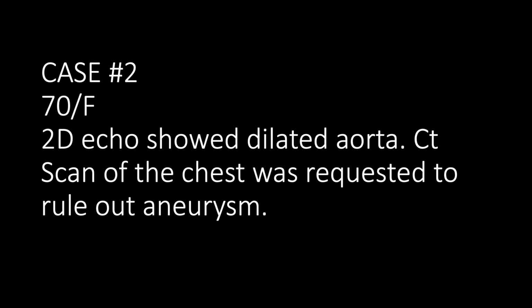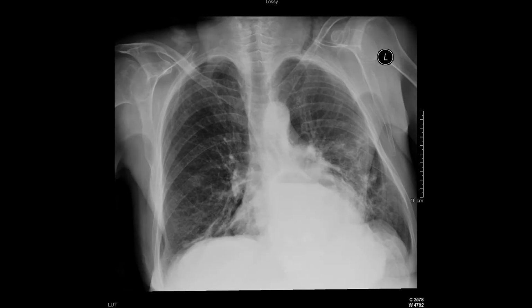The next case is a 70-year-old female which has a finding of dilated aorta in 2D echo. CT scan of the chest was requested to rule out the presence of aneurysm. Initially, a chest X-ray was requested which revealed infiltrates in both lower lung lobes. However, what is concerning about this radiograph is the presence of an air fluid level at the retrocardiac region.